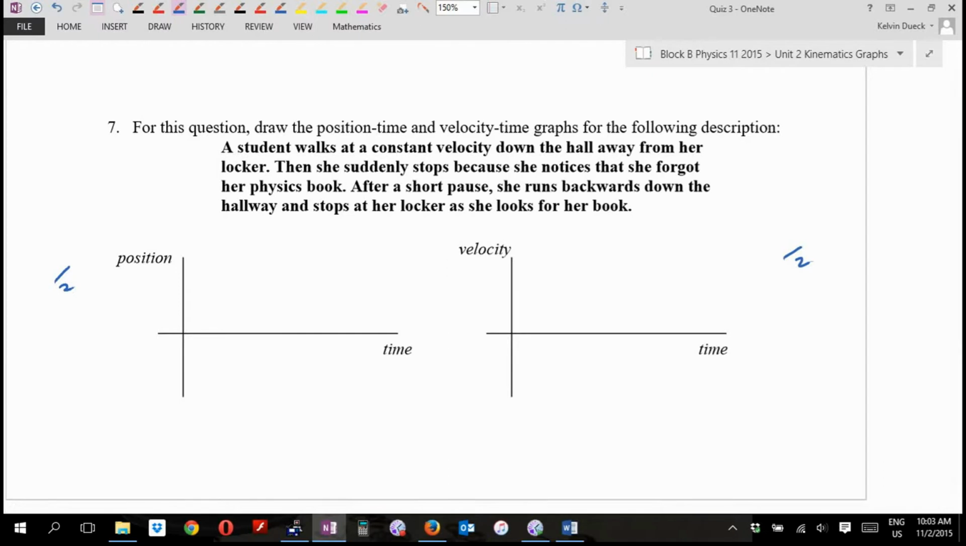It says this. A student walks at a constant velocity down the hall away from her locker. I called this going forwards because I assumed if she's walking away from me, I see her back, which means she's walking forwards. If you called this going backwards, talk to me after and I'll look at your graph. But I said constant speed going forwards. She stops.